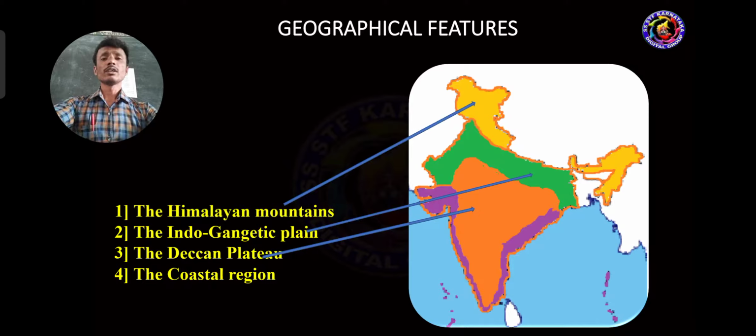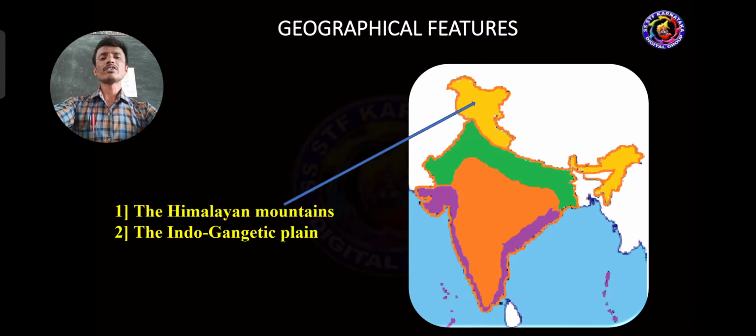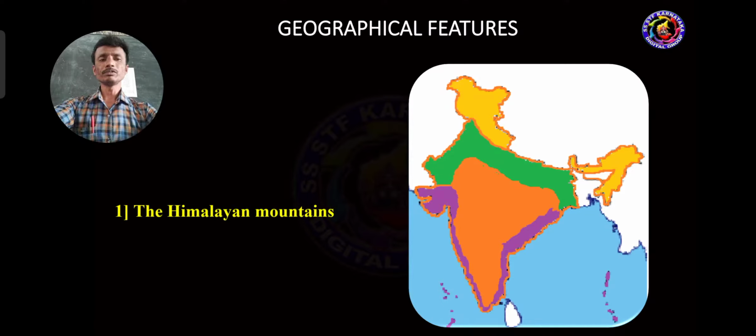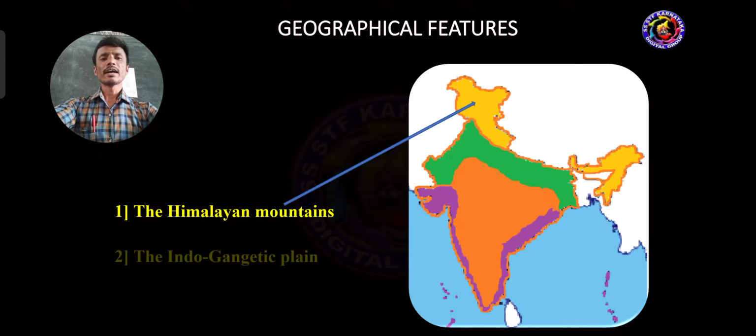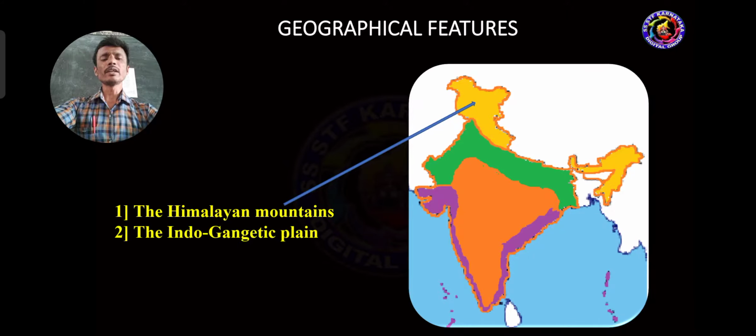India consists of 4 important types of geographical features. The first one is the Himalaya mountains. Look at the arrow mark, that is what we consider the Himalaya mountains. And the second is the Indo-Gangetic Plain. Look at the arrow mark, where the green color is on the map, that is what we consider the Indo-Gangetic Plain.